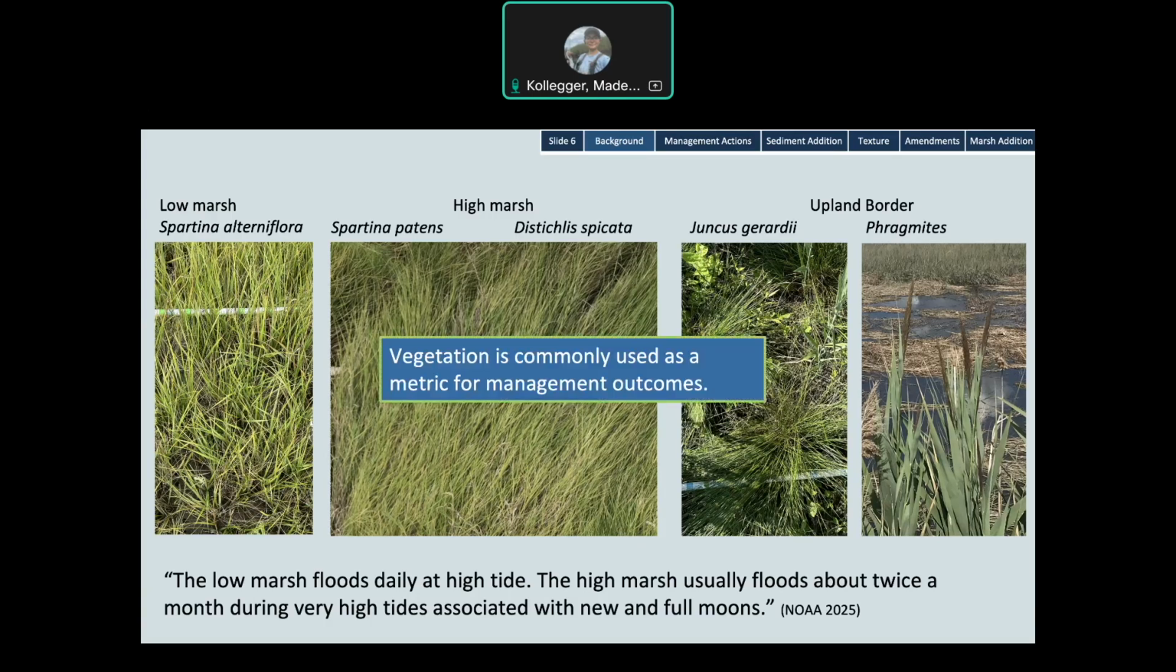We care about vegetation because it's used commonly as a metric for management outcomes. So when people go and do projects in their coastal marshes, they're using vegetation and how healthy or how much vegetation there is as their metric for how the outcome of the restoration activity was.